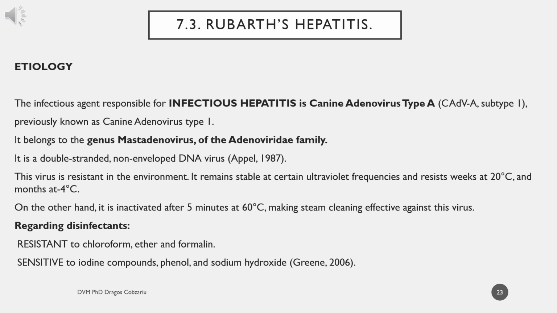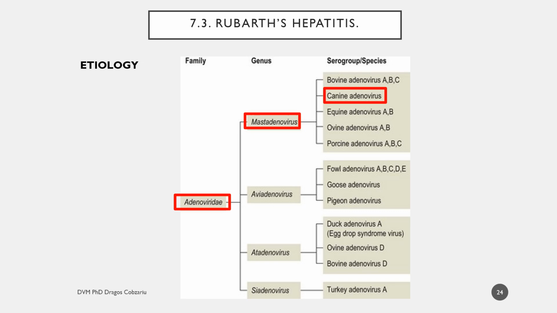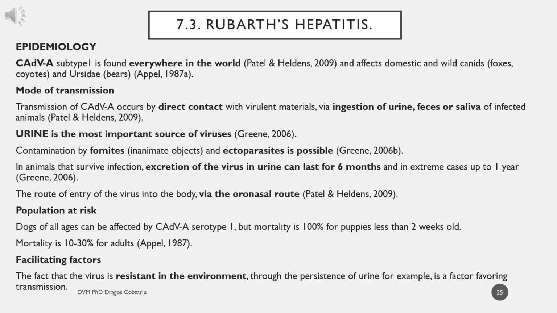On the other hand, it is inactivated after 5 minutes at 60 degrees Celsius, making steam cleaning effective against this virus. Regarding disinfectants: resistant to chloroform, ether and formalin. Sensitive to iodine compounds, phenol, and sodium hydroxide. CADV-A subtype 1 is found everywhere in the world, and affects domestic and wild canids, foxes, coyotes, and ursidae, bears.